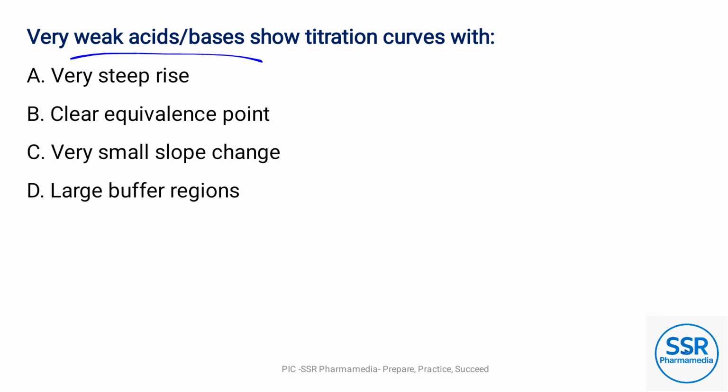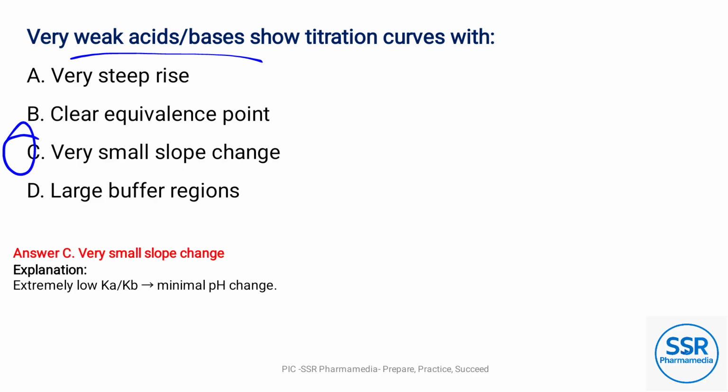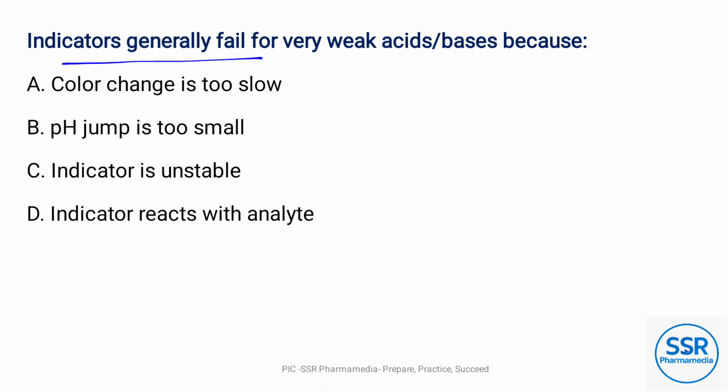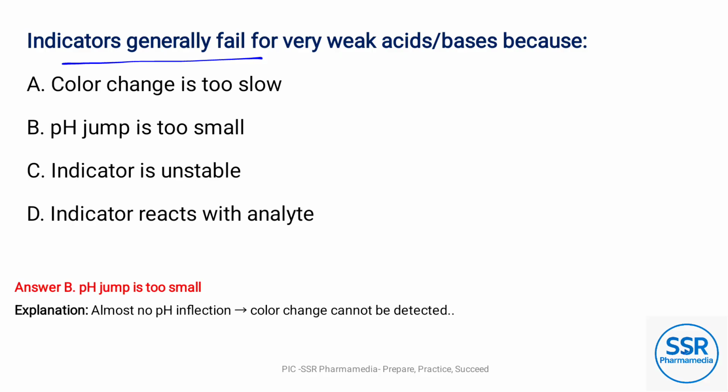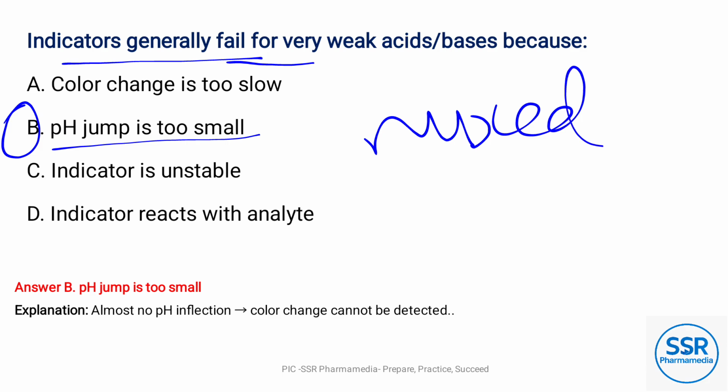Very weak acids and bases show titration curves with very small slope change. Indicators generally fail for very weak acids and weak bases because the pH jump is too small. So option B is the correct answer. Indicators generally fail, but may slightly work. A mixed type of indicator may also be used. A mixed indicator, not a single indicator, may be used.